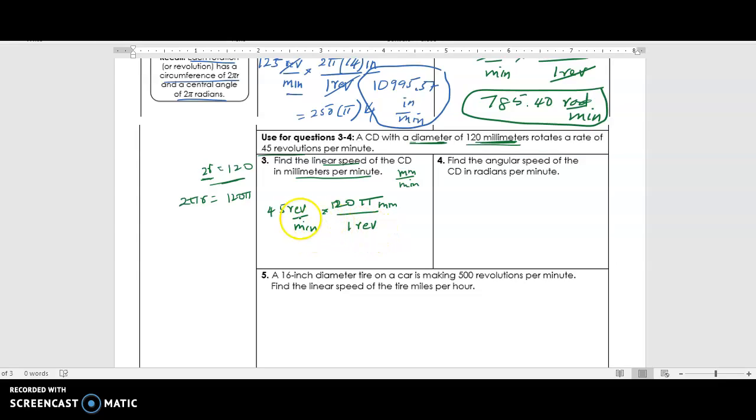So you just have to cancel the revolutions in the units and you'll be ending up with millimeters per minute, and you have to multiply 45 times 120 and pi. Okay, so you will do that with the calculator and you should be getting 16964. Remember, in Math Excel, don't try to put commas. Now millimeters per minute. Okay, so that's the answer for this.